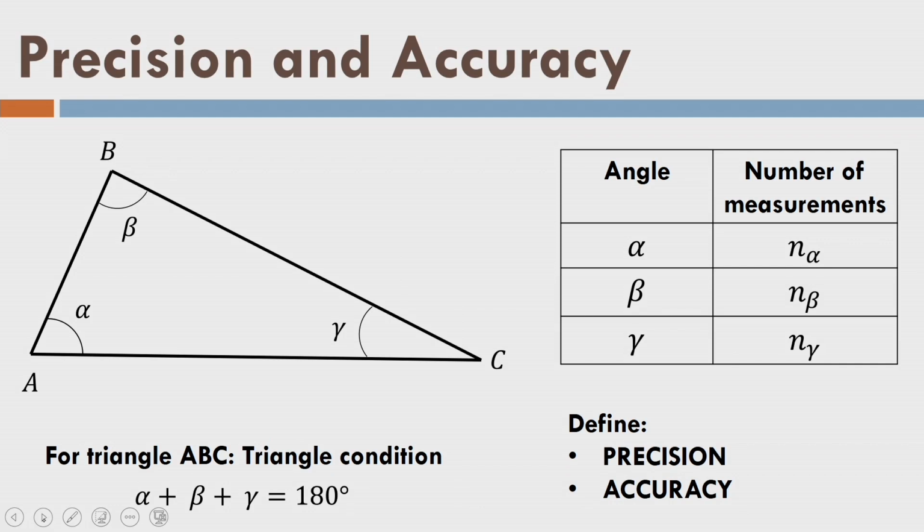Okay, let's go ahead. Let us take a simple example of a triangle, and I have 3 angles alpha, beta and gamma in a triangle. I am observing alpha angle n alpha times, I am measuring beta angle n beta times, and the gamma angle n gamma times. So these are basically numbers. So n alpha could be 30, 40, 50, something like that, n beta could be something like that, and n gamma could be some number, an integer number basically. So I am observing each and every angle multiple times.